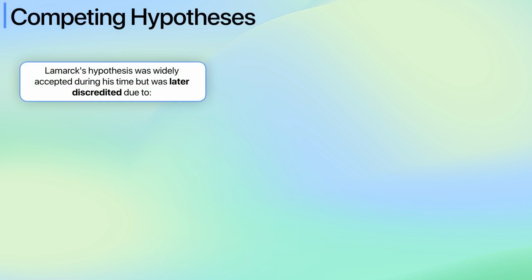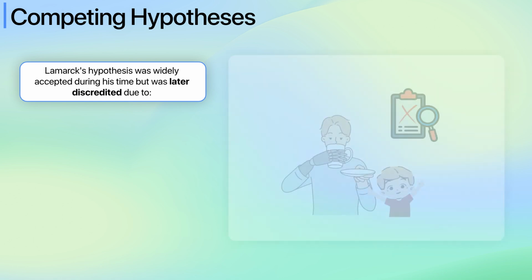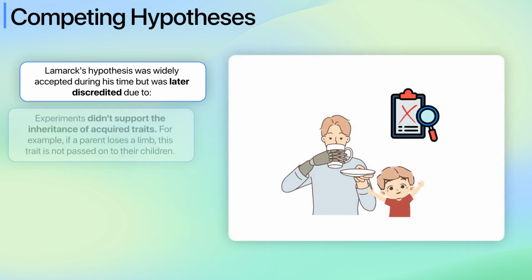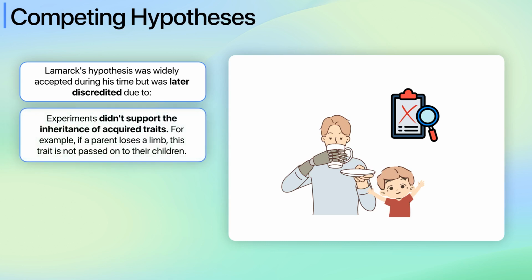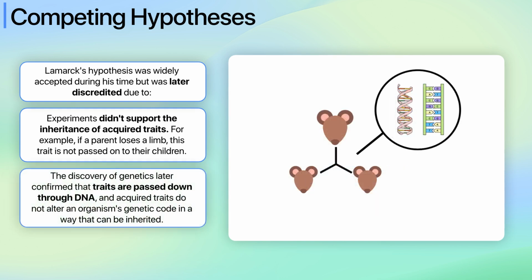Lamarck's hypothesis was widely accepted during his time but was later discredited due to a failure in experiments. Experiments didn't support the inheritance of acquired traits. For example, if a parent loses a limb, this trait is not passed on to their children. Furthermore, the discovery of genetics later confirmed that traits are passed down through DNA, and acquired traits, like muscles built from exercise, do not alter an organism's genetic code in a way that can be inherited.